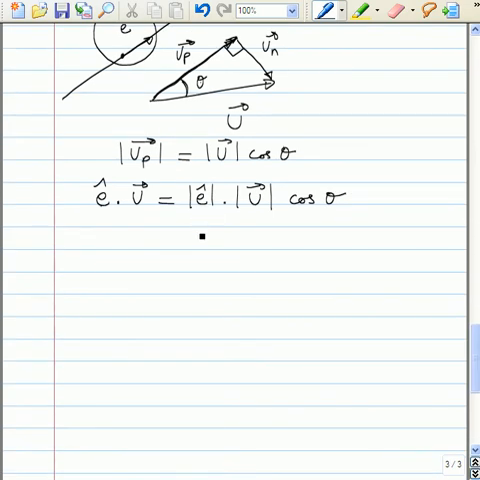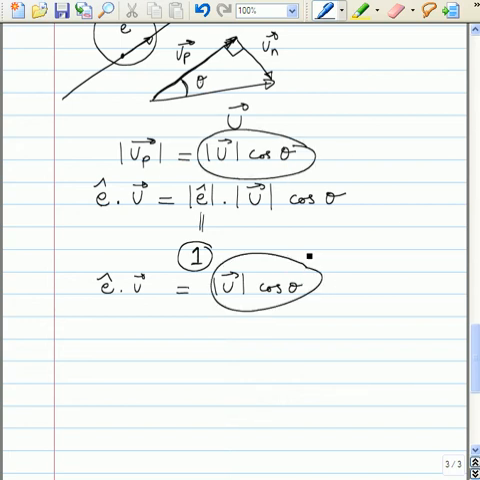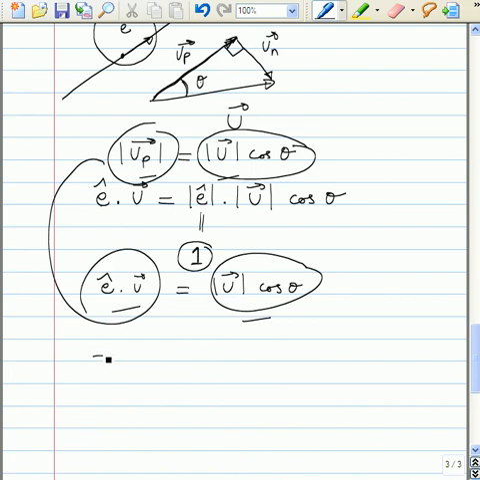Now we're dealing with the unit vector here, so by definition we know that unit vector has length 1. Therefore E dot u is equal to magnitude of u cosine theta. Now look, u cosine theta, u cosine theta. So we have A is equal to B, C is equal to B, therefore A must be equal to C. So we can write that the magnitude of up is equal to unit vector E dot vector u.